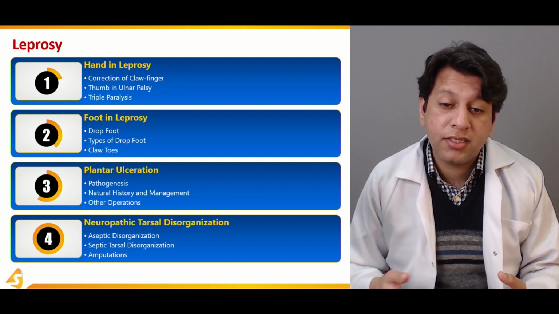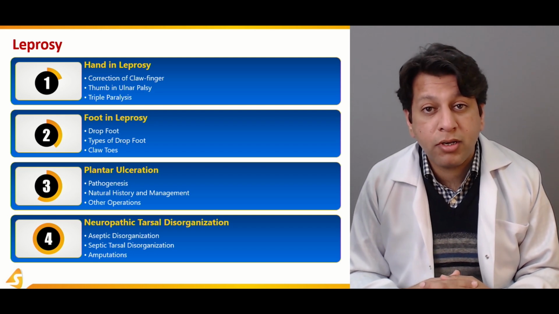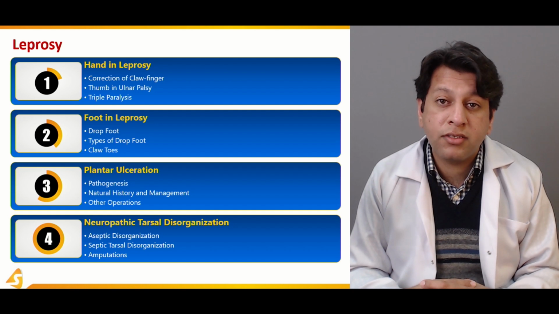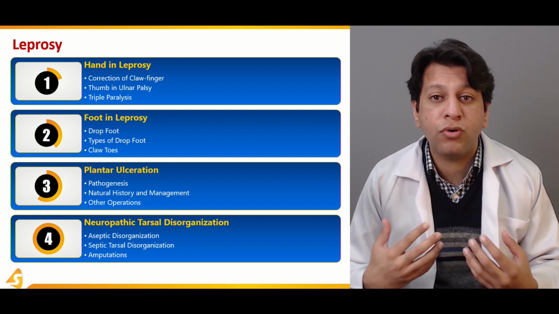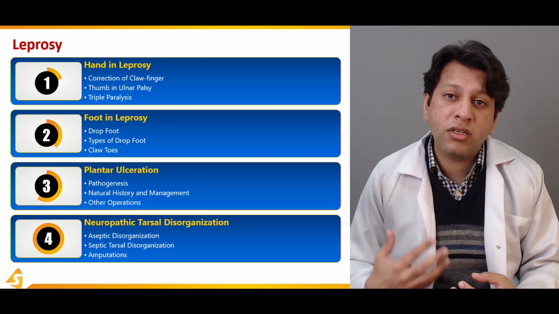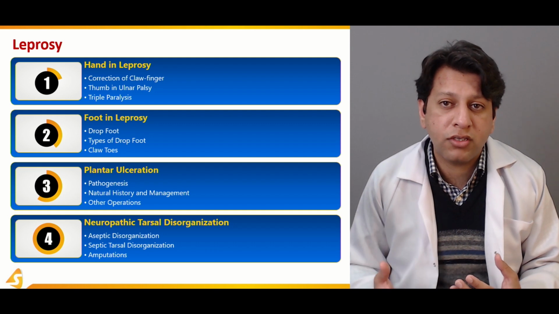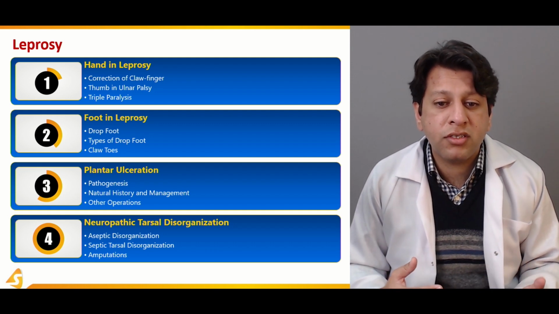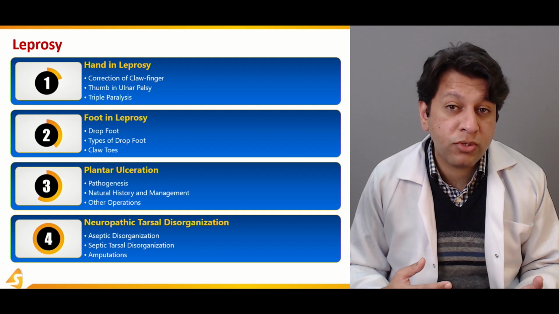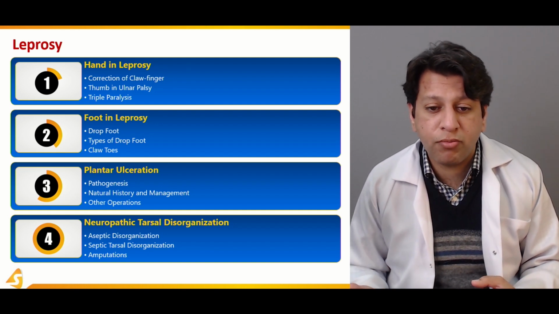In the next section, we'll go through the changes that happen in the foot and ankle, especially when there is intrinsic muscle paralysis, there's loss of arches, and how foot ulcers are actually formed, and what the different options are once the foot ulcers are formed. We'll be briefly discussing drop foot and its types, that is the flexible equinovarus and rigid equinovarus.